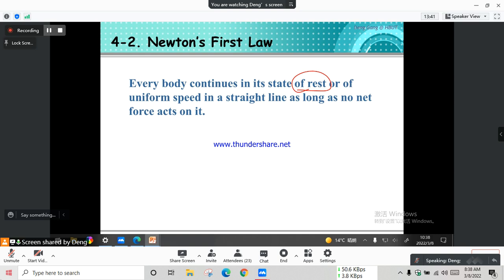They didn't realize there is friction. So why do I have to push it to make it move in a straight line with constant speed? That's because of friction. When it is moving, there's friction. So Galileo carried out an experiment to show the others that if there's no friction, it can keep moving.